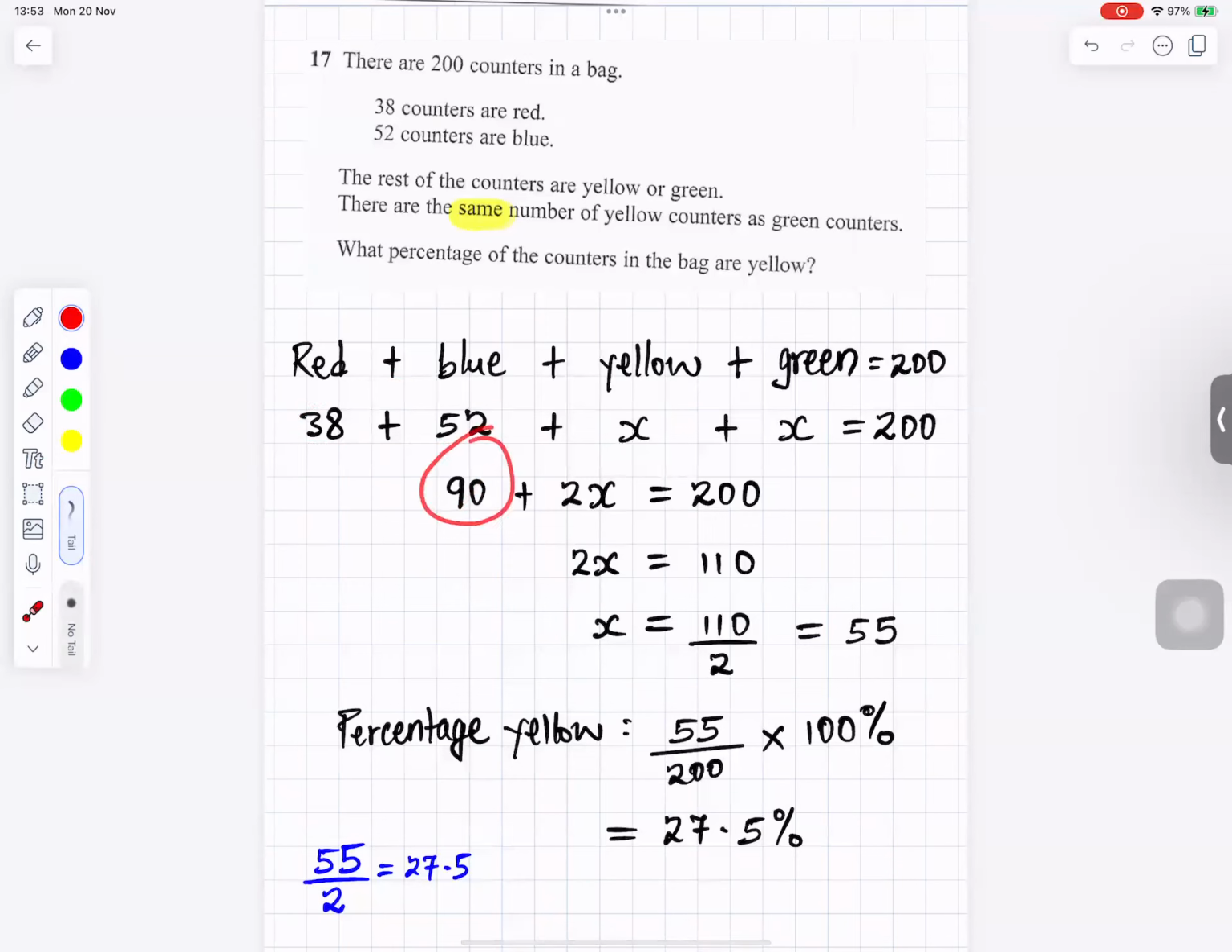We minus 90 from both sides. So we've got 2x equals 110, and x is half of 110, 55. So the percentage of yellow is 55 out of the total 200 times 100%. That gives you 27.5%.